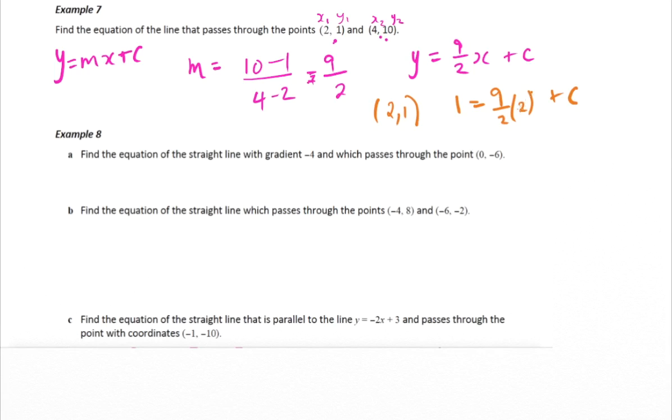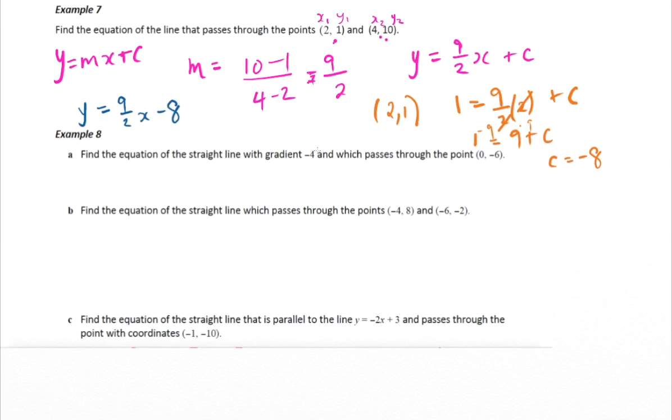So the 2 over here cancels out with this over here, because that's 2 divided by 2, which is just 1. So we'll have 1 is equal to 9 plus c, and then take the 9 over to the other side to get c by itself. c will equal negative 8. So from there, I have my final equation, and I can write that down over here. y is equal to 9 on 2x minus 8.